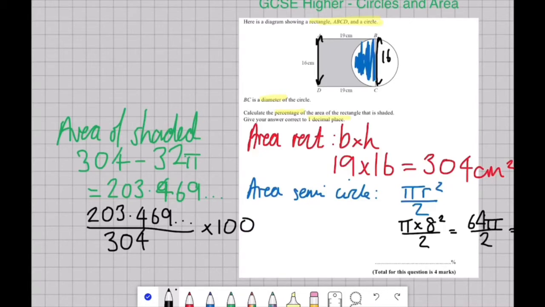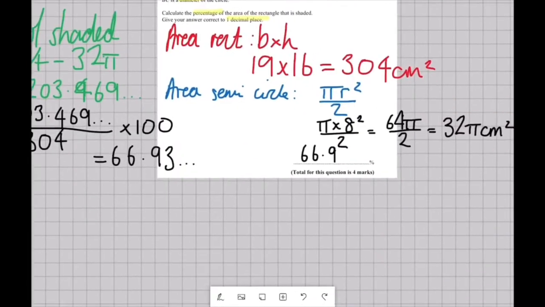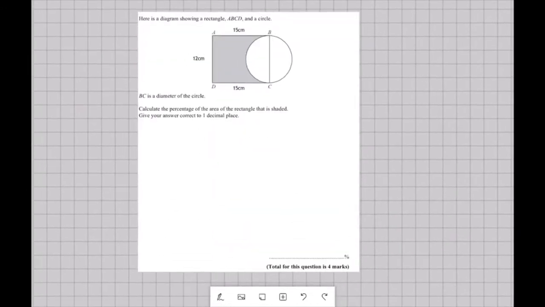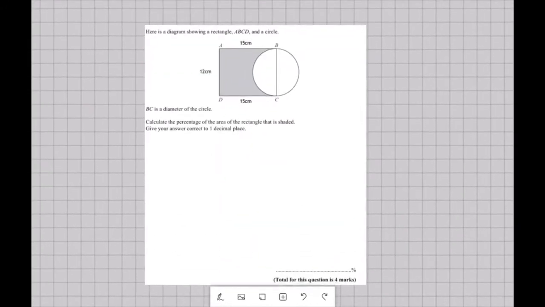And then times by 100, and that gets me 66.93. So it's asking for one decimal place, so I've got 66.9%. So can you use that to answer this question here?